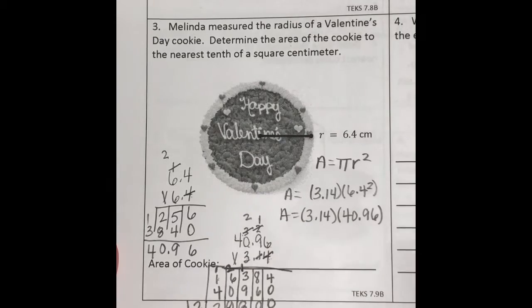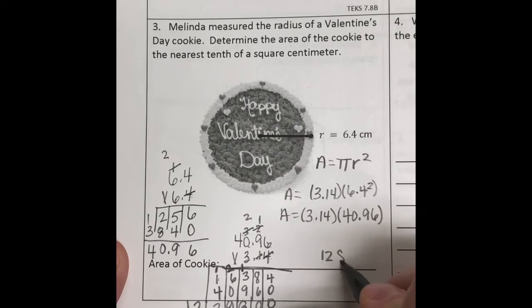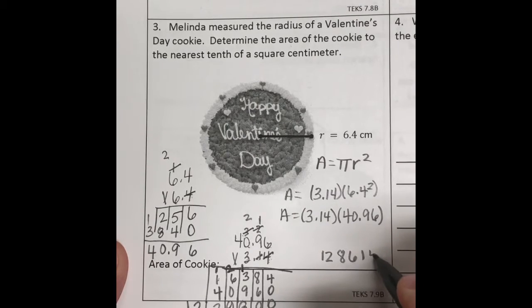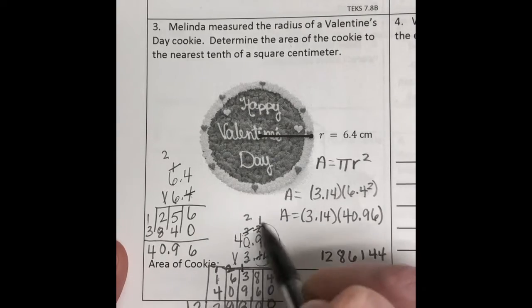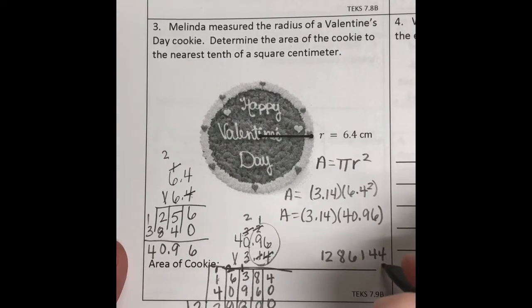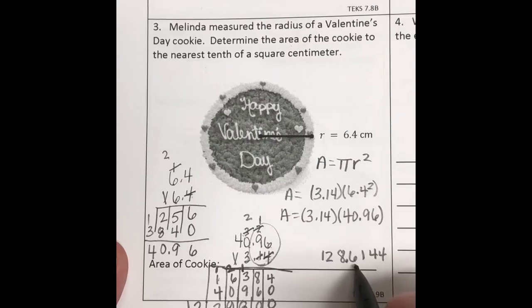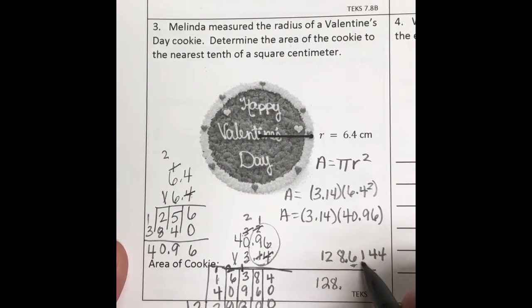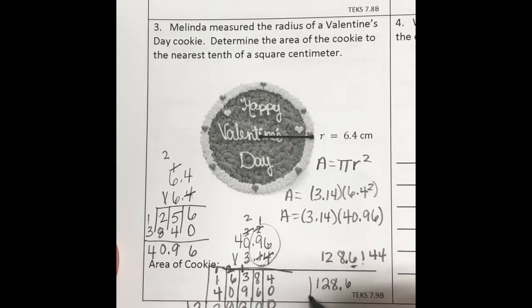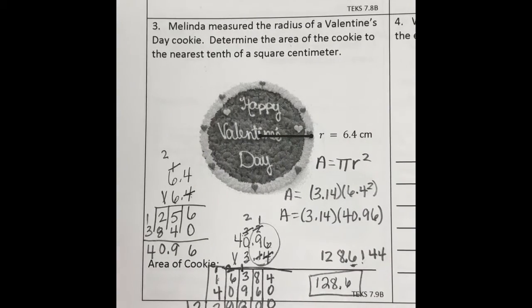And then the 12. So we have 1, 2, 8, 6, 1, 4, 4. I have 4 behind the decimal. So 1, 2, 3, 4. But remember it says to the nearest tenth. The tenth place is right here. So I know 128's not going to change. Is 1 strong enough to change 6 to 7? Or is it going to leave 6 to 6? It is not strong enough, so 6 stays a 6. And there is your area of your circle.